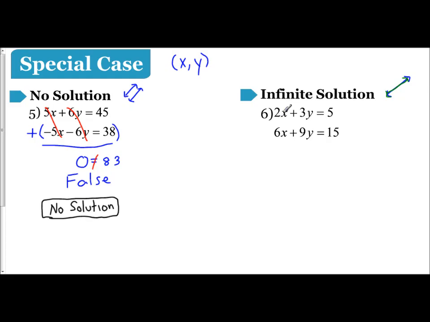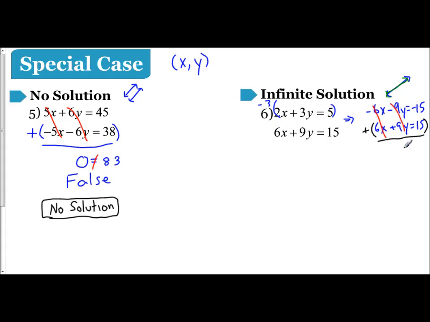If I were to look at this example, 2x plus 3y equals 5 and 6x plus 9y equals 15, I'm going to multiply the top equation by negative 3. And that's going to make the top equation now negative 6x minus 9y equals negative 15. And the bottom equation, I have 6x plus 9y equals 15. I have my opposites, so let me add these two together. Negative 6x plus 6x gives me 0, so those cancel. Now I have negative 9y plus 9y, which is 0.